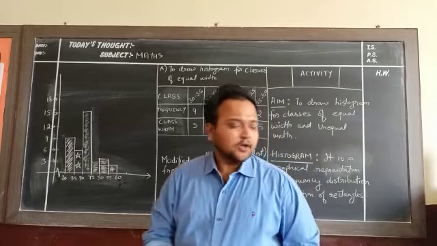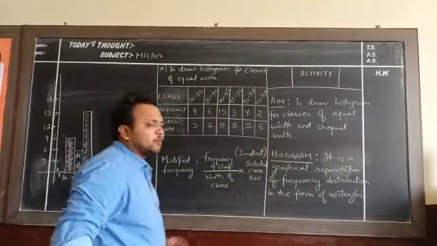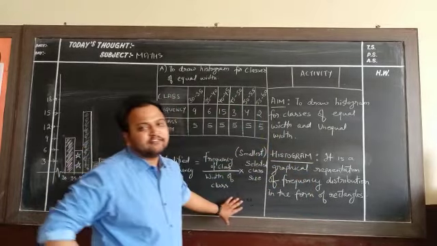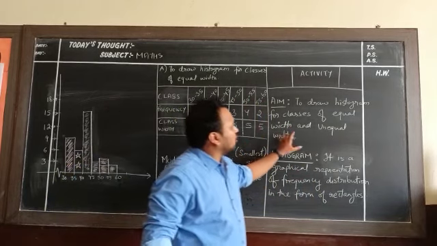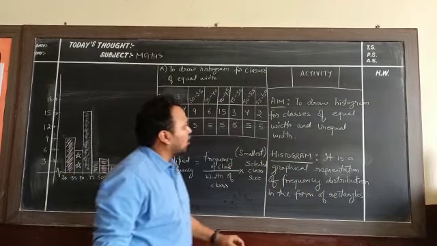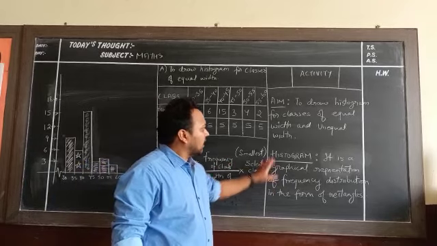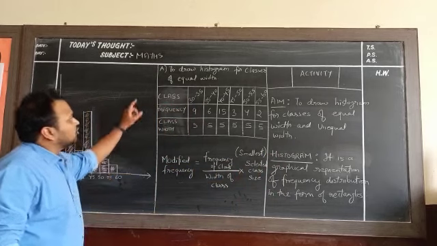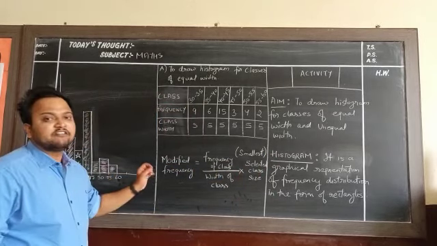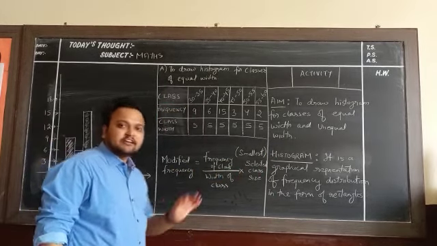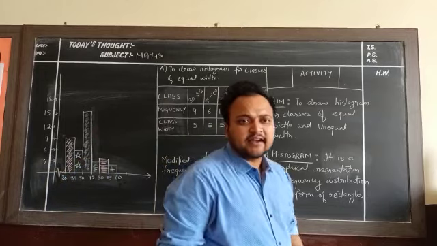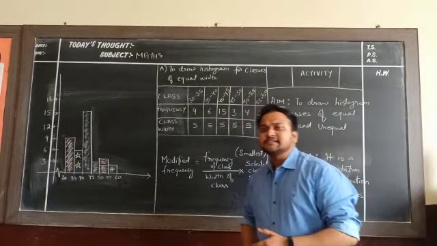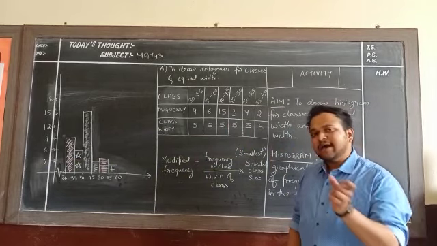Okay, guys? So, we are going to perform the activity. The aim of the activity is to draw histogram for classes of equal width and unequal width. So this activity has two parts. First part is to draw histogram for classes of equal width. In first part, we will take the data where the class intervals have fixed gap or regular gap.